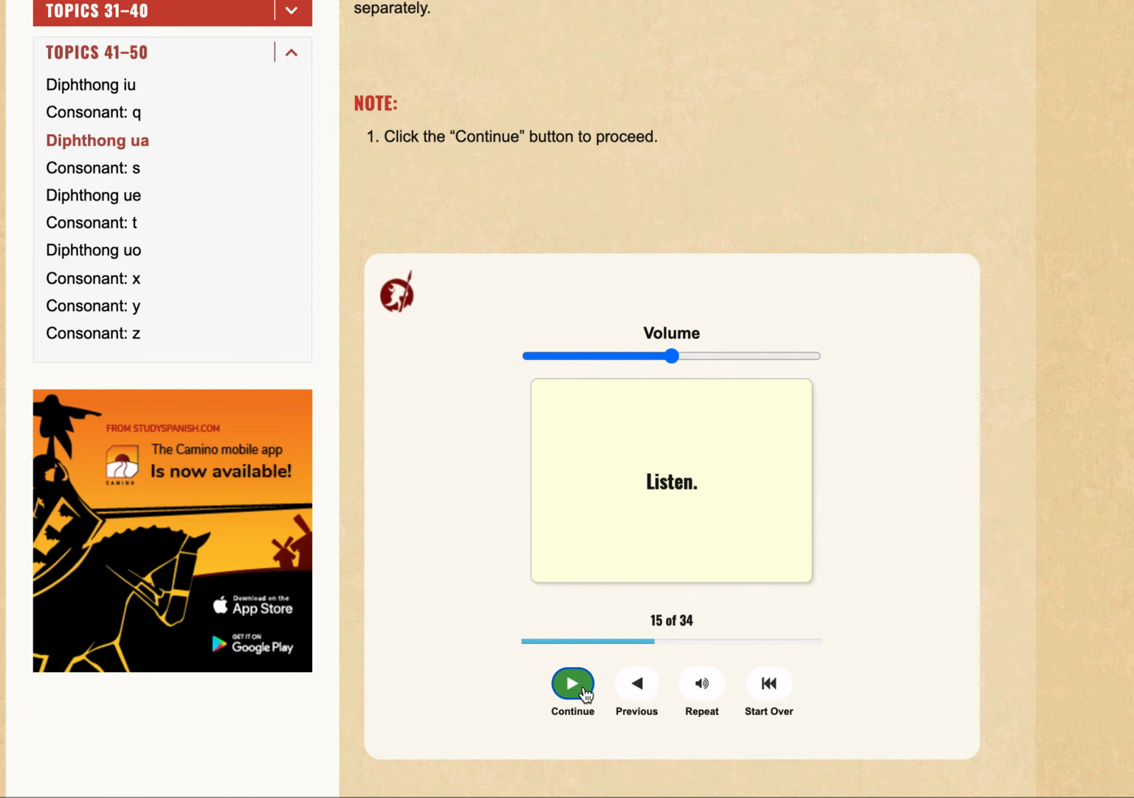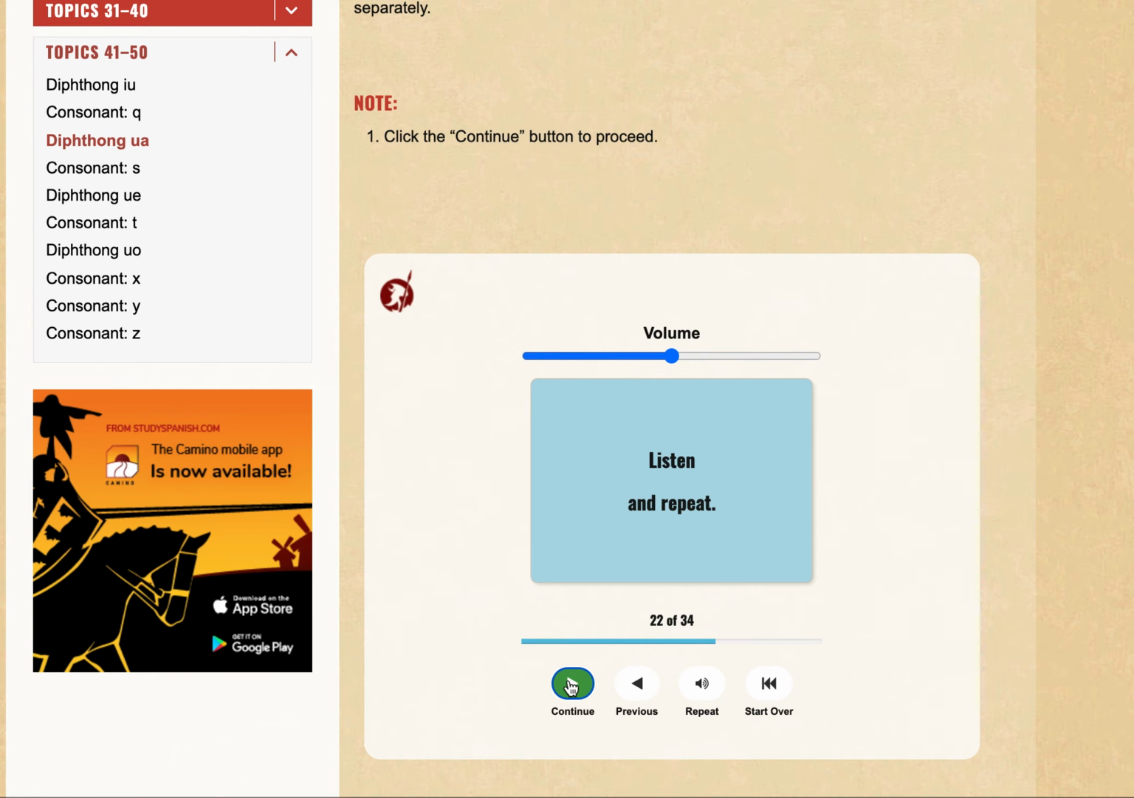Since these words have a written accent over the letter U, the diphthong is broken and the two vowels are pronounced separately. Púa. So there's an accent on U, so obviously U is emphasized in terms of pronunciation. Garúa. Cacatúa. Grúa. Continúa. Ganzúa.